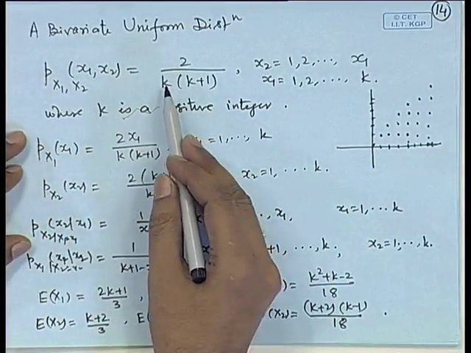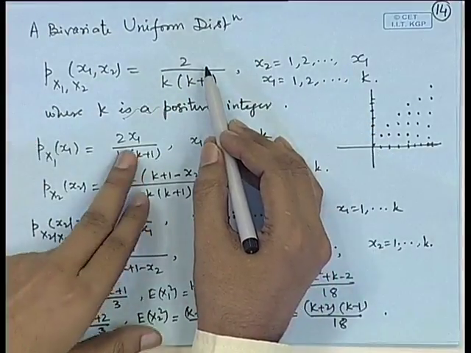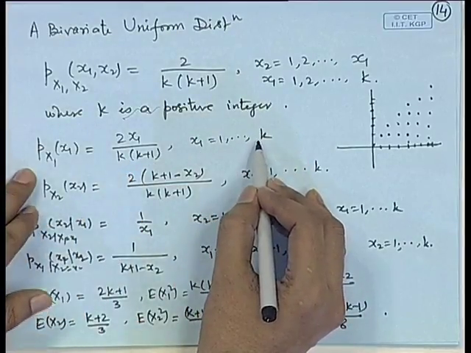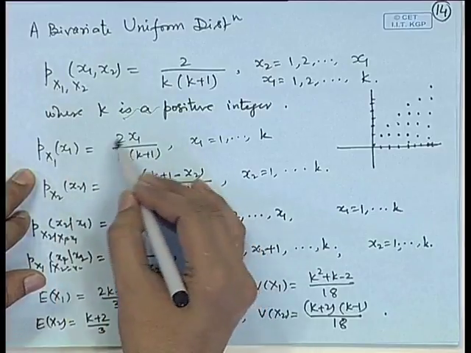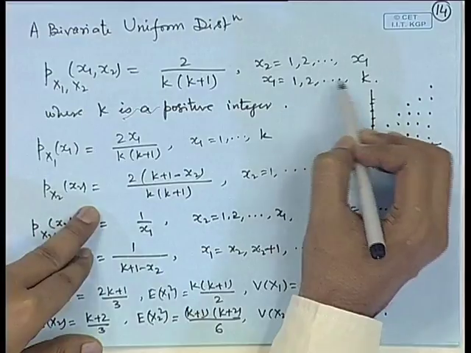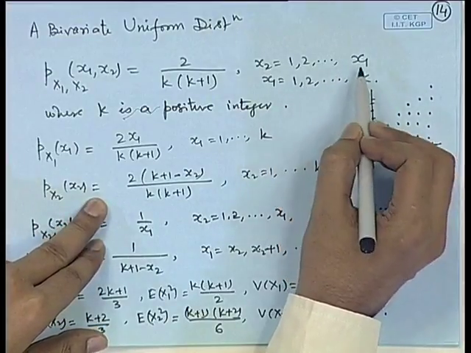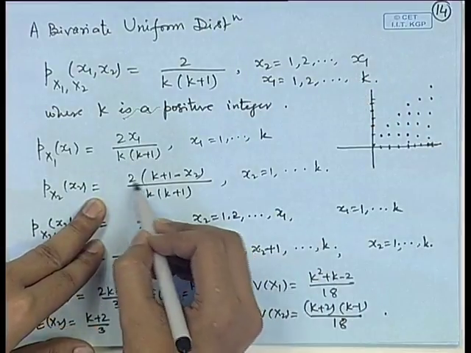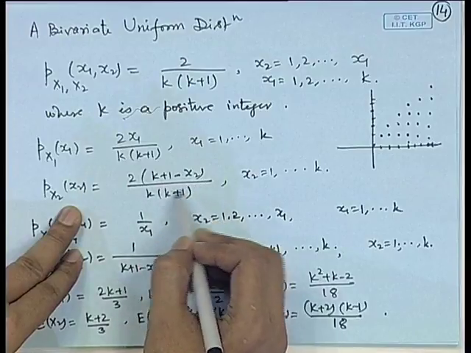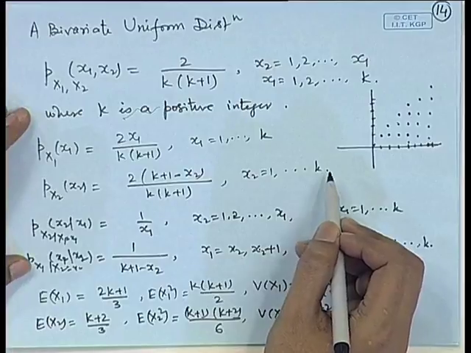We can easily see the marginal distributions. If we sum over x2 from 1 to x1, this will give 2 x1 by k into (k plus 1) for x1 equal to 1 to k. So, the marginal distribution of x1 is obtained like this. In a similar way, if we sum over x1 from x2 to k, then we get the marginal distribution of x2 as 2 into (k plus 1 minus x2) divided by k into (k plus 1) for x2 equal to 1 to k.